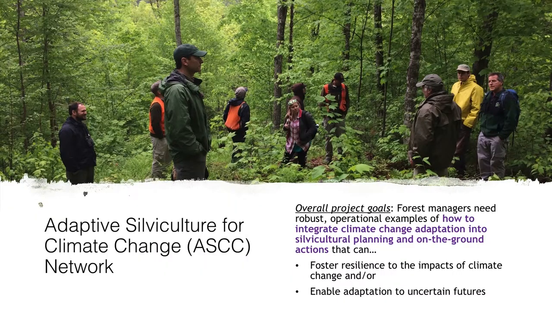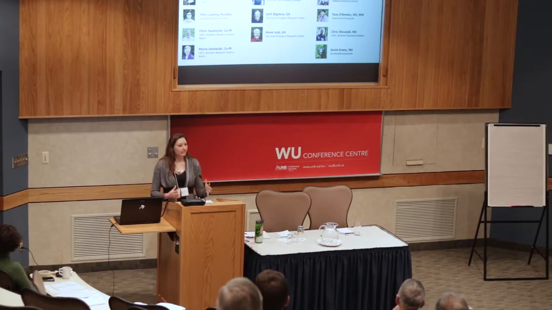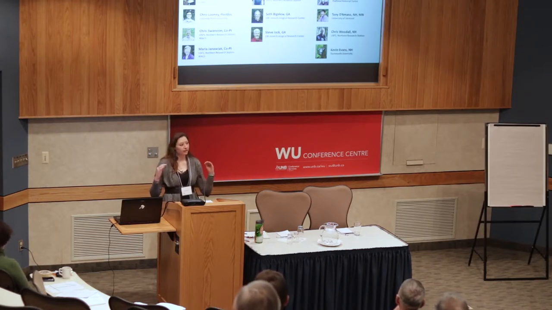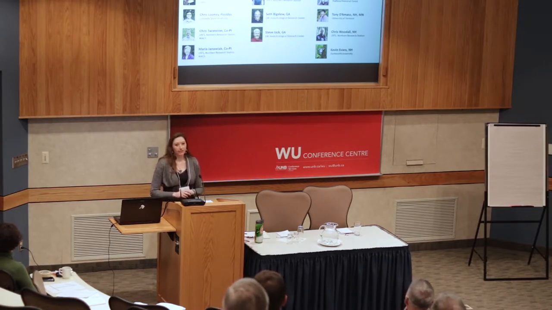All of these tools are things that we've used to help inform our Adaptive Silviculture for Climate Change project. Again, this is really trying to take some examples of what adaptive silviculture can actually look like on the ground and provide tools and resources to managers trying to manage for a changing climate. We of course want to foster resilience to the impacts of climate change and enable adaptation to uncertain climate futures. The ASCC project is a collaborative, co-generated effort between managers and scientists across the U.S. We have our key PIs, or principal investigators, who have come up with the theory and the framework of this process. Then we have site leads and key managers, who are scientists and the lead managers across the different forests that we're looking at. We have some in Colorado, Minnesota, Georgia, Montana, and New Hampshire currently. We're also going to be doing this process at the Petawawa Research Forest in July, and we're beginning to think about urban contexts as well.